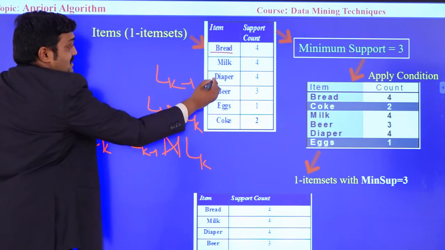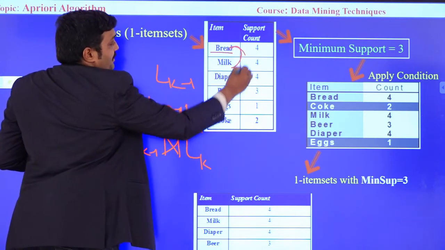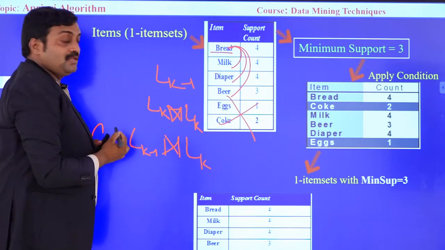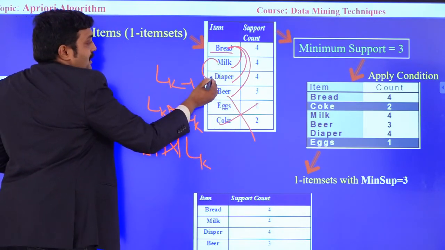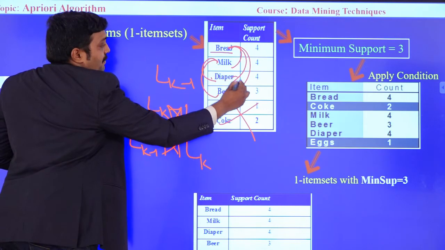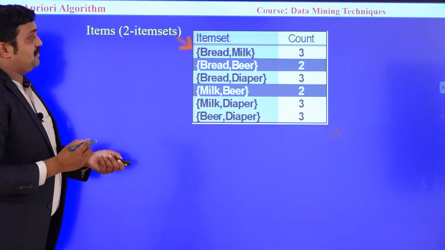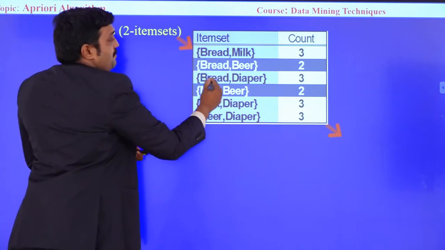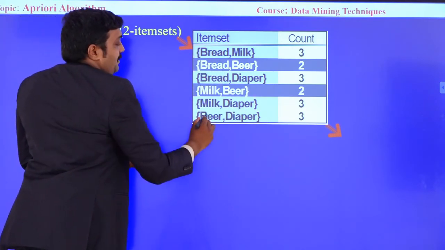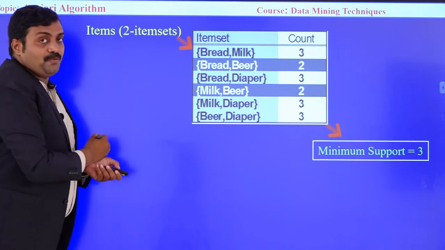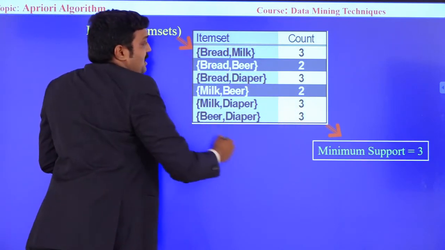The 2 combination, that means self: bread, milk, bread, diaper, bread, beer. These are anyhow eliminated. Then milk, diaper, milk, beer, diaper, beer combination. That is what we got as the item set: bread, milk, bread, diaper, milk, diaper, beer, diaper combination. Now again we are going to apply the minimum support, after again scanning the entire database.